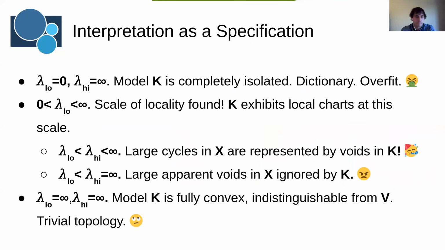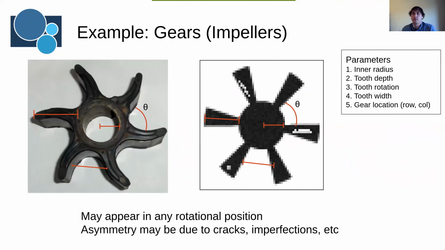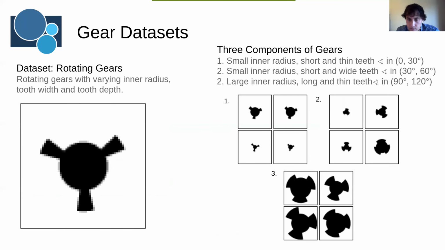Okay, great. So first example, pictures of gears or impellers, if you like. You take a picture of an impeller and you want to count some properties of it. You want to train a convolutional neural network to determine some properties of it. What is the angle between the teeth? How many teeth does it have? What are the radii? How deep do the teeth come out? What's the distance between them, etc.?